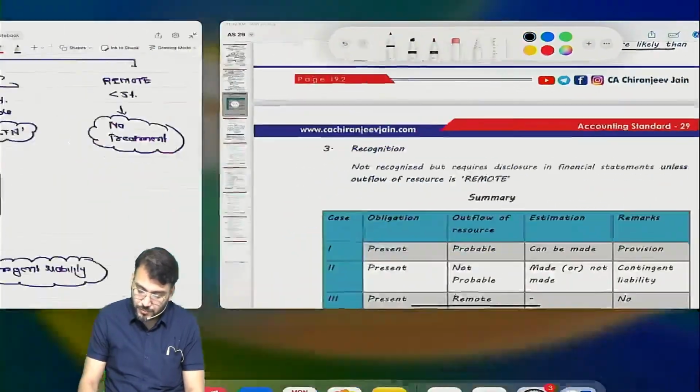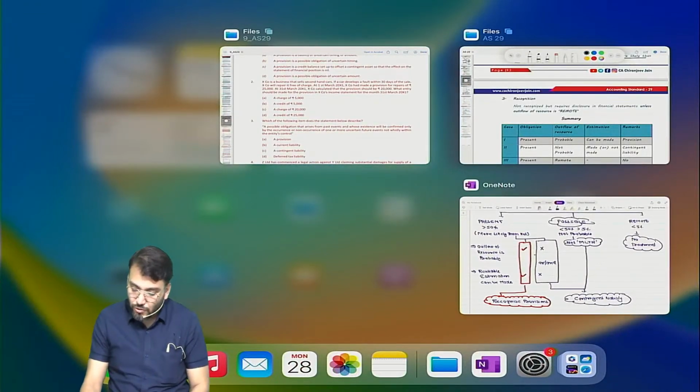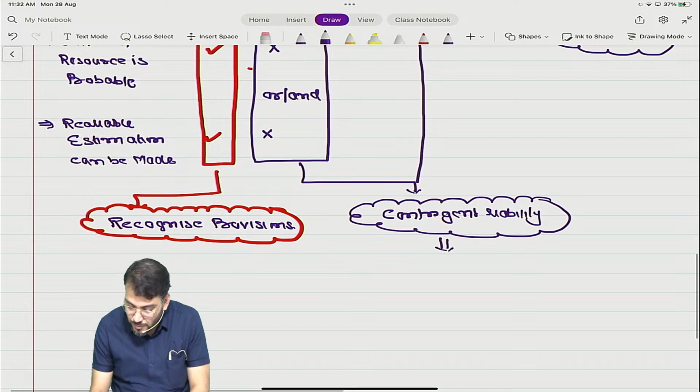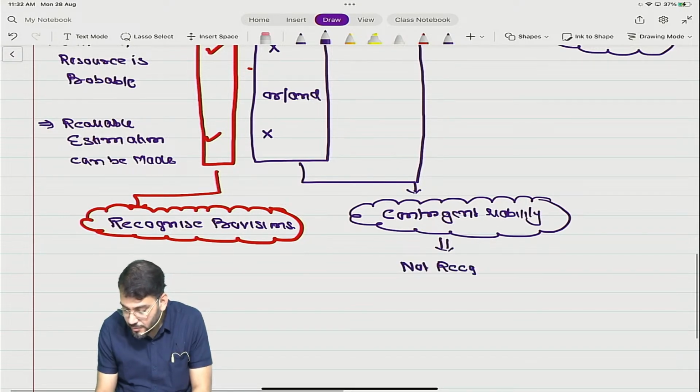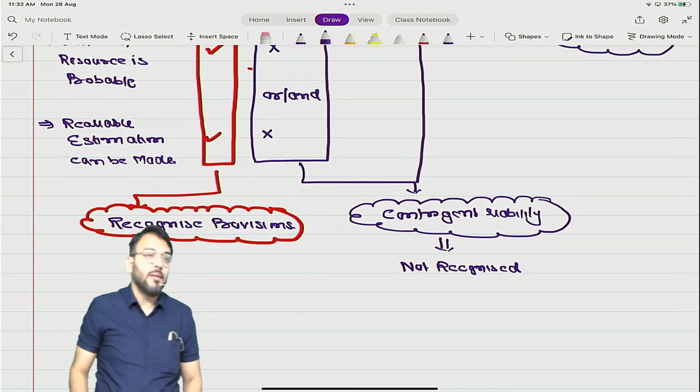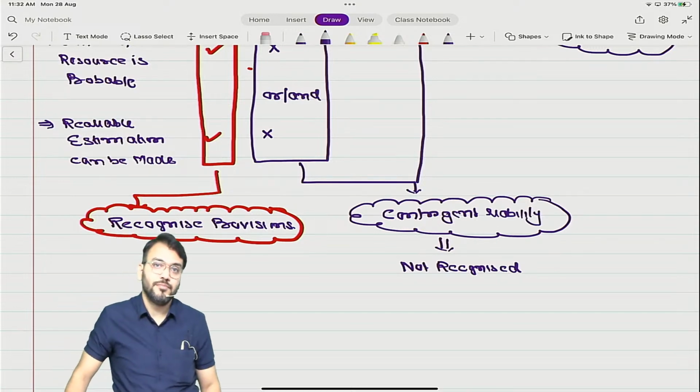Any doubt? Correct. Now, this contingent liability will not be recognized. It will not be recognized, which means we will not pass any journal entry for this. So we don't record contingent liability. We only record what? Provision.